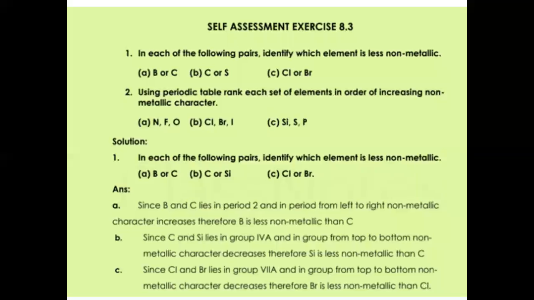Then self-assessment exercise 8.3, question number 1. In each of the following pairs, identify which element is less non-metallic. Boron or carbon. Boron is present in group number 3 and carbon in group number 4. It means that non-metallic character increases from left to right. So carbon will be more non-metallic and boron will be less non-metallic. Since boron and carbon lie in period number 2, and in a period from left to right non-metallic character increases, therefore boron is less non-metallic than carbon.